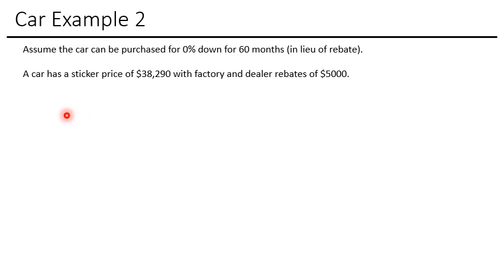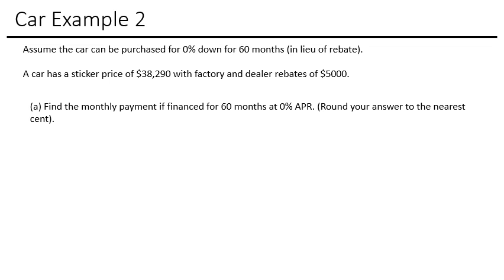So let's dive into this. All right, part A says find the monthly payment if financed for 60 months at 0% APR. Round your answer to the nearest cent. Okay, so there it tells us how we're supposed to put our answer, to the nearest cent. All right, 60 months at 0 APR.